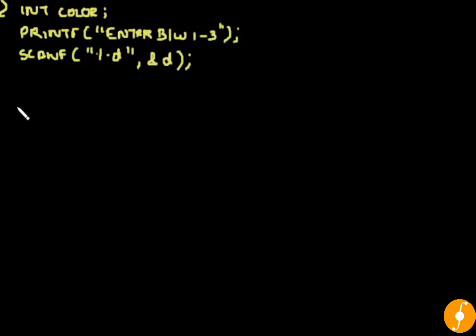Now coming to the main part of the program. Switch. Here you will use the color variable. So this color variable can hold any value between 1 to 3, proper value. For values other than these three, you will handle it in the default block.